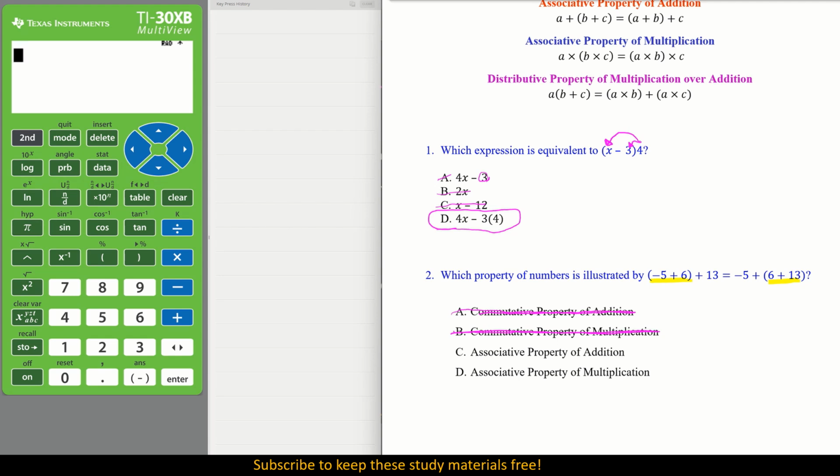In option C, yes, I agree it's associative, and yes, I agree it's addition. So I would say C is what we want. Let's go to D. Associative property, yes. Of multiplication, no. There is no multiplication in our situation. So I would mark out D and select C. Okay, let's go to number 3.